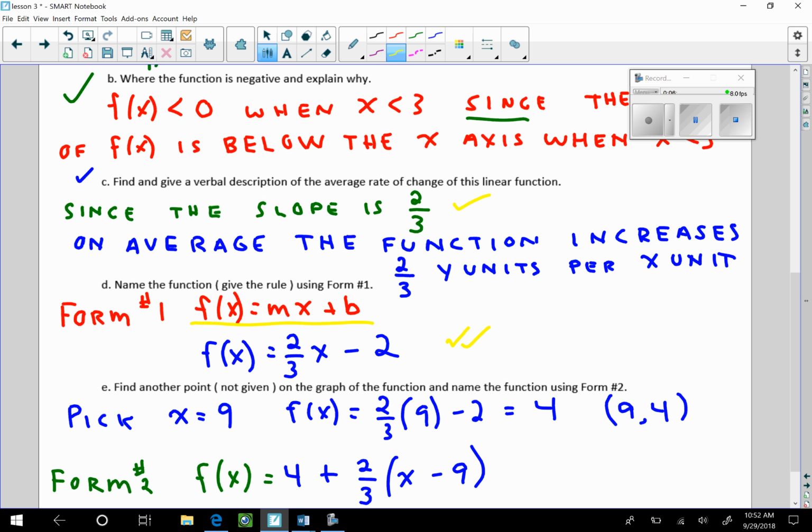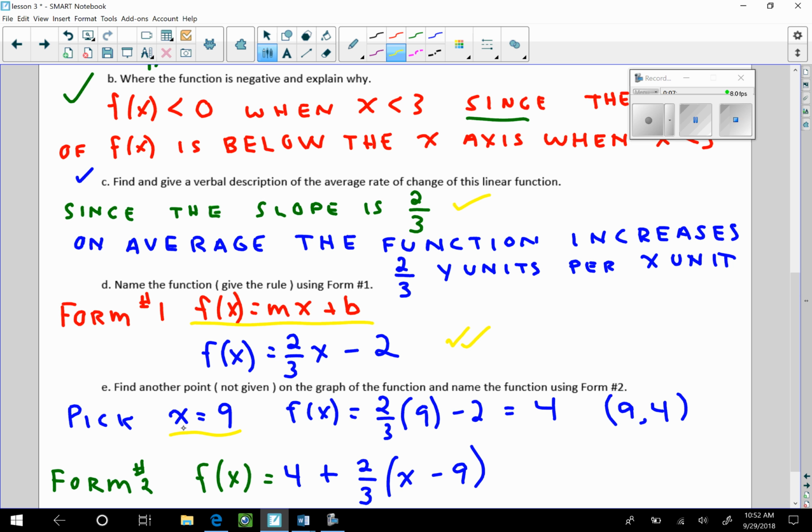Part E says to find another point not given on the graph of the function, and name the function using form 2. We could choose any x value that we would want. I chose x equals 9, and I wonder why I chose x equals 9. Well, I chose x equals 9 because when I multiply 9 by 2/3, I get an integer, and the output is going to be very nice.